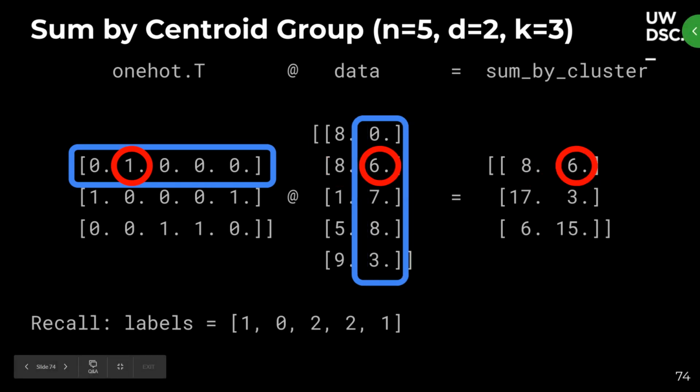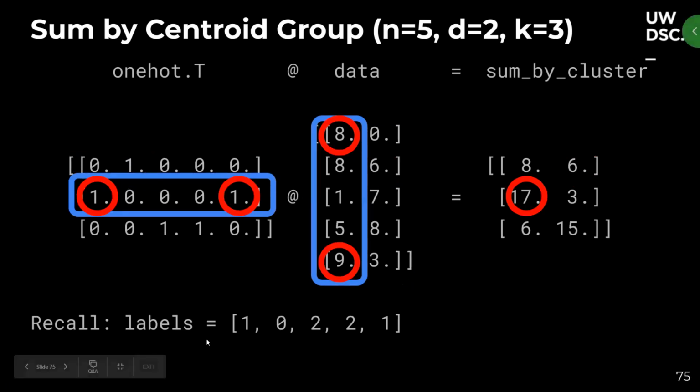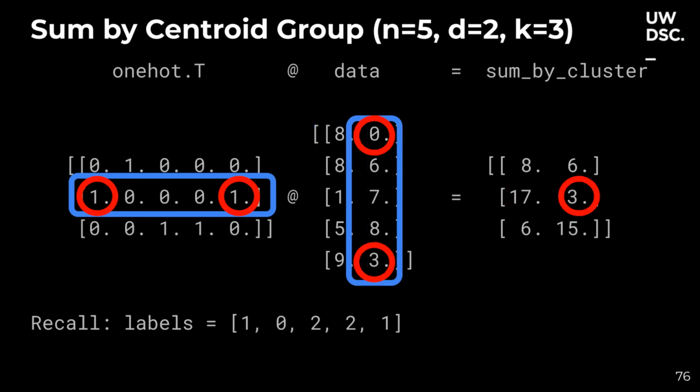Now we're doing this dot product. We're pulling out only the second element of all this data, because we know only the second element belongs to the 0th centroid. If we move on to the first centroid, we know from labels that the first and the last data points belong to this centroid. So here we want the sum of the first and the last elements. When we do this matrix multiplication, we only have 1s in the first and last position. We pull out the first and last numbers of data and sum them, which gives us 17. Same thing here, first and last for the second dimension, and we pull out the 3.